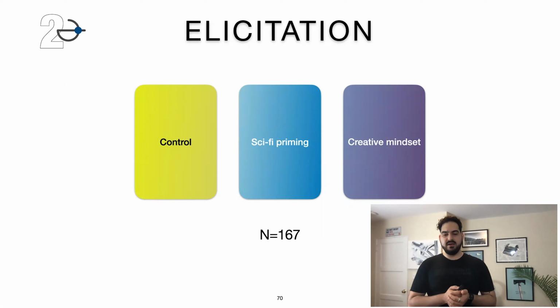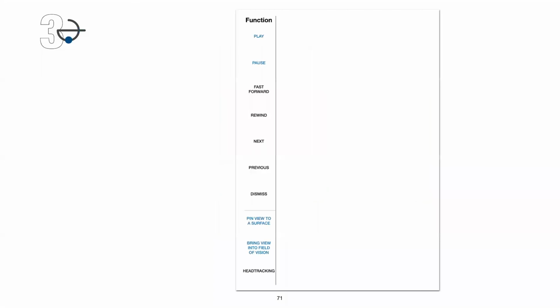And I did that by setting up a between subject experiment that had priming as its factor with 3 levels. The first group of participants had no priming, which were the control group. The second group saw the sci-fi montage video before starting the elicitation study, which were the sci-fi priming. And the third group was the creative mindset, where they had to recall 3 times where they felt creative before starting the elicitation task. And my participants were randomly assigned to one of the 3 groups.